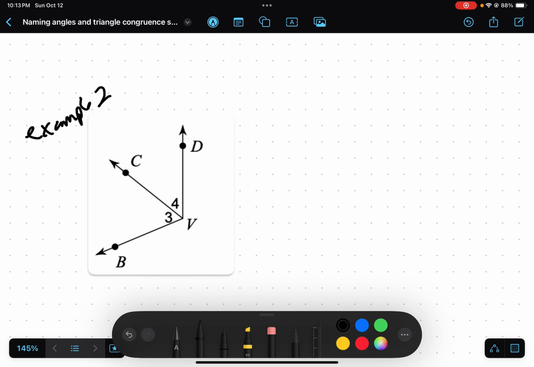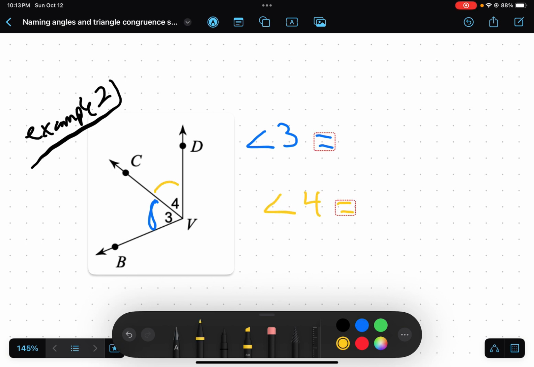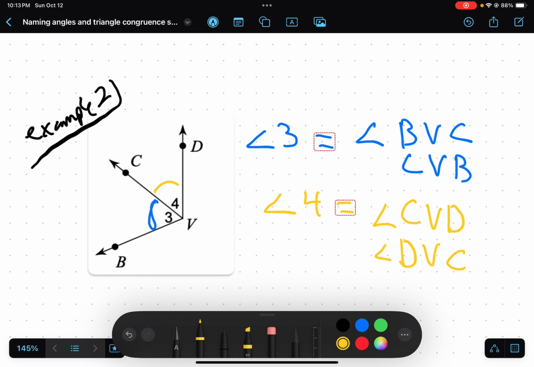Example 2. Try to name angle 3 and angle 4. Hopefully for angle 3, you said BVC or CVB. And for angle 4, you said angle CVD or DVC.